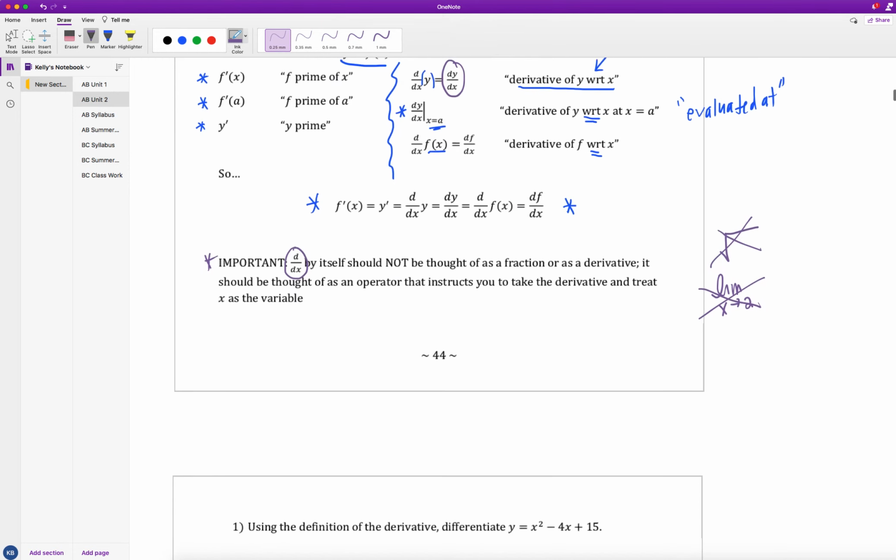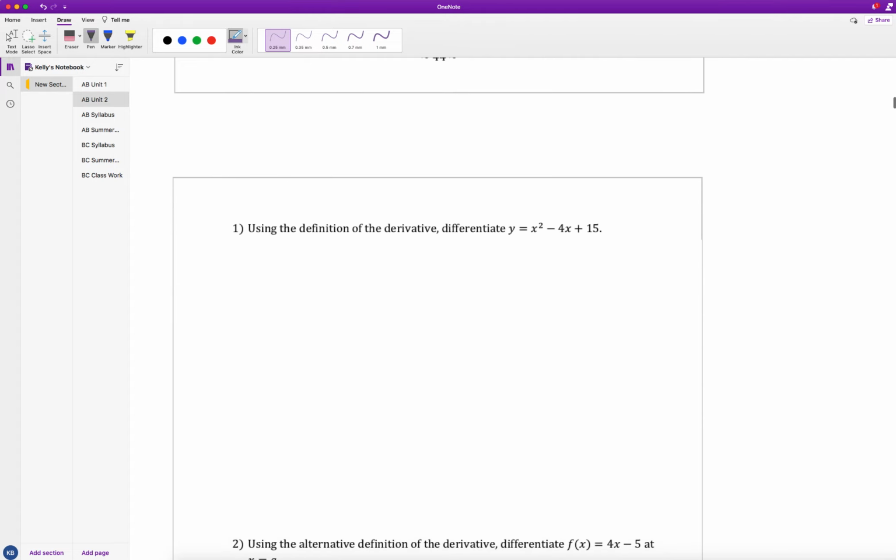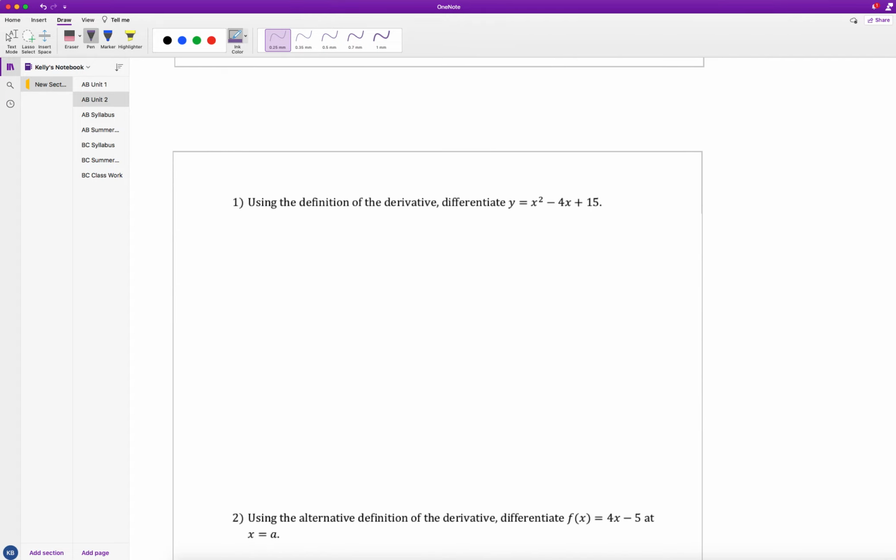Let's do some examples using the definition of the derivative. So, for our first example, it says use the definition of the derivative to differentiate, which means take the derivative of this function, which is y equals x squared minus 4x plus 15.